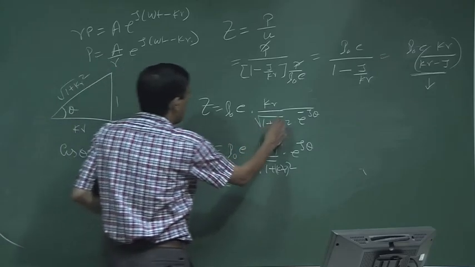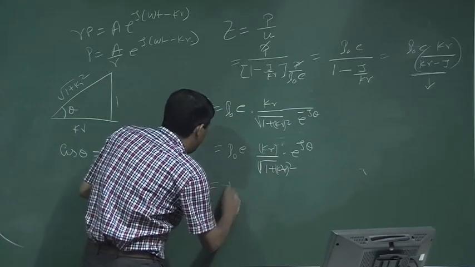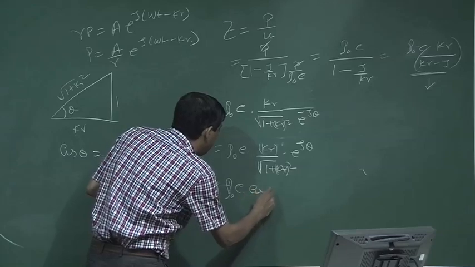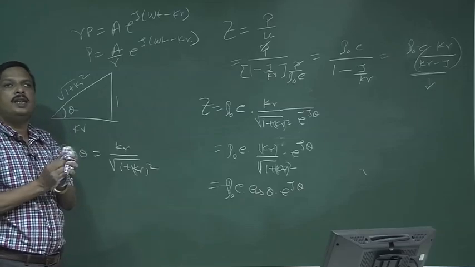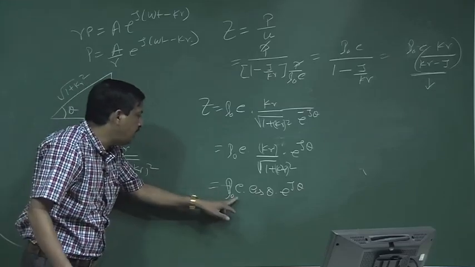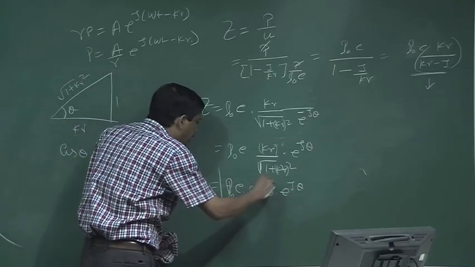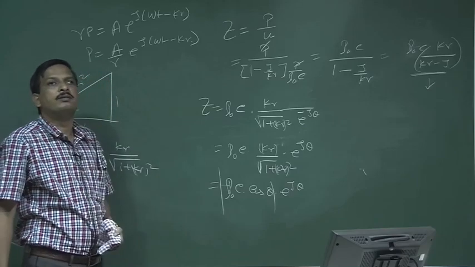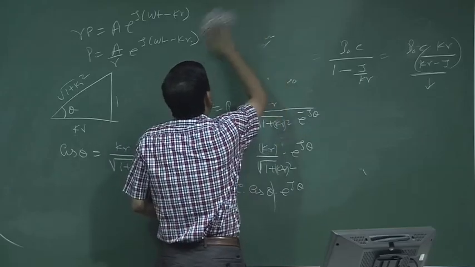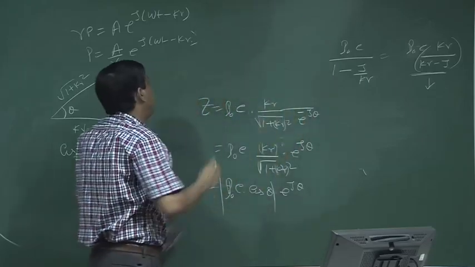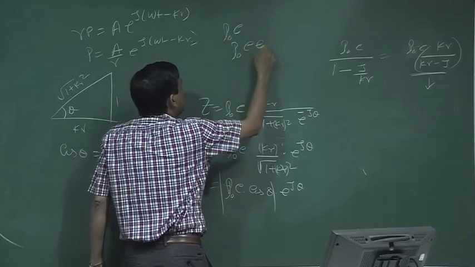Okay, k r square. So, in that case, I can write this is nothing but rho 0 C cos theta into e to the power j theta. So, if I say the amplitude part of the Z is not rho 0 C. So, in case of spherical wave propagation, the acoustic impedance is not rho 0 C. Instead of rho 0 C, it is rho 0 C cos theta.